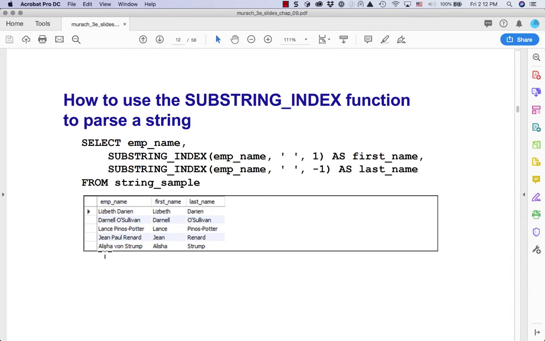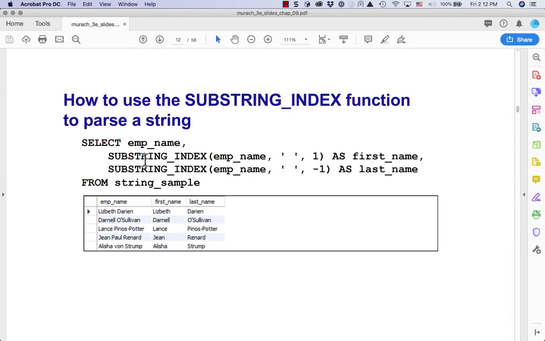Now, the last two examples are tricky. We've got Jean-Paul Renard. Jean-Paul probably thinks that his first name is Jean-Paul. So that creates some problems with the disaggregation algorithm. And Alicia von Strump probably believes that her last name is von Strump, not Strump.